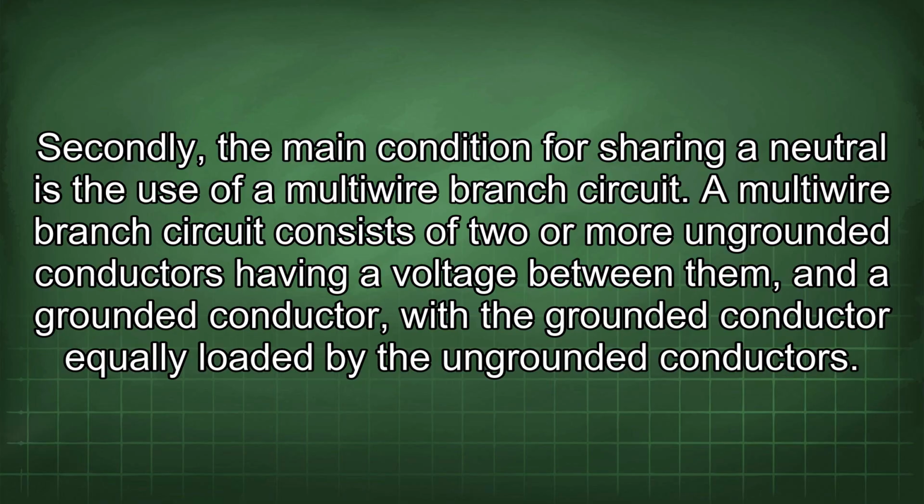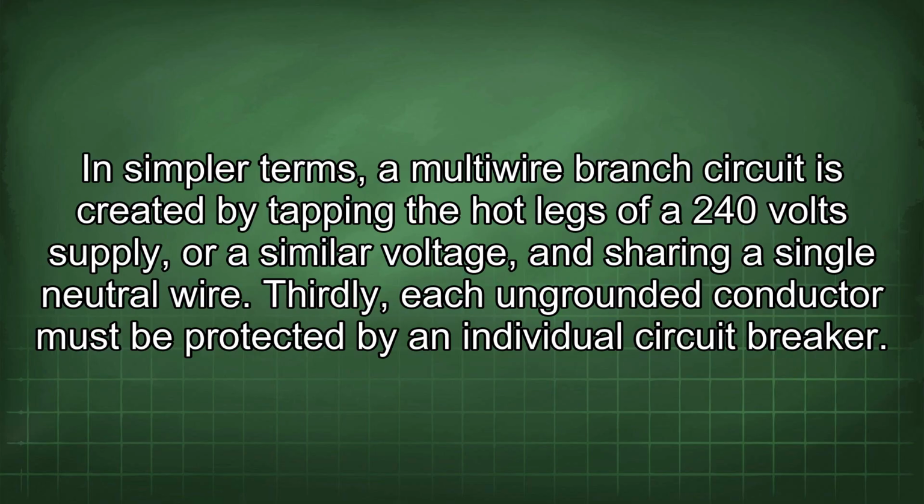A multi-wire branch circuit consists of two or more ungrounded conductors having a voltage between them, and a grounded conductor, with the grounded conductor equally loaded by the ungrounded conductors. In simpler terms, a multi-wire branch circuit is created by tapping the hot legs of a 240 volts supply, or a similar voltage, and sharing a single neutral wire.